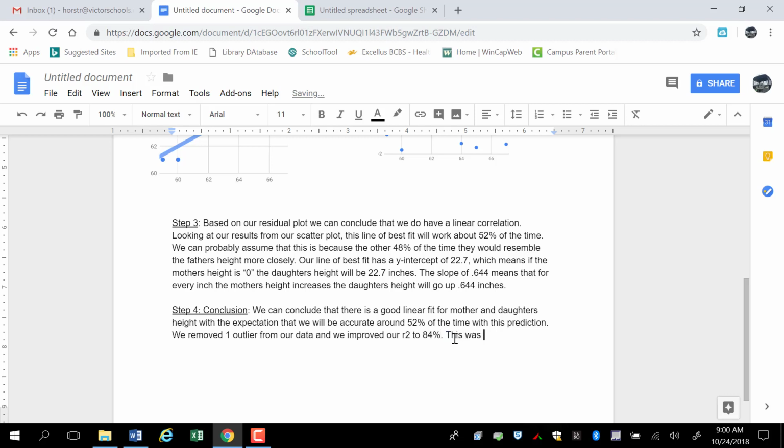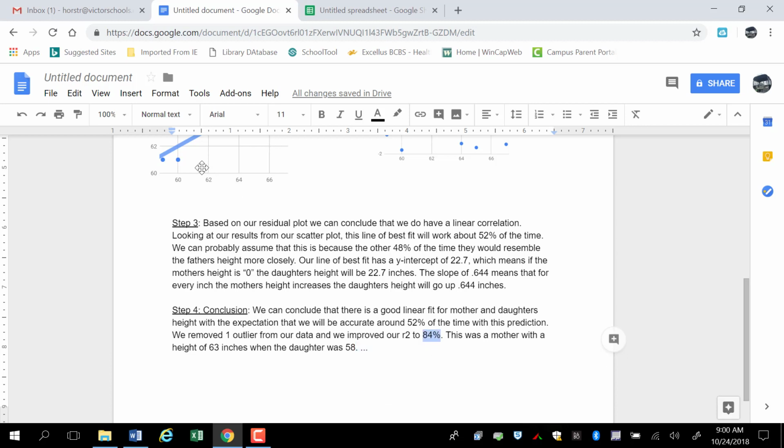This was a mother with a height of 63 inches, and then the daughter was, say, 58 or whatever it was. So you're going to include that. And then you can write an explanation for why you think there was such a discrepancy in this. That could simply be that maybe the daughter's and mother's heights were more closely related to the father.